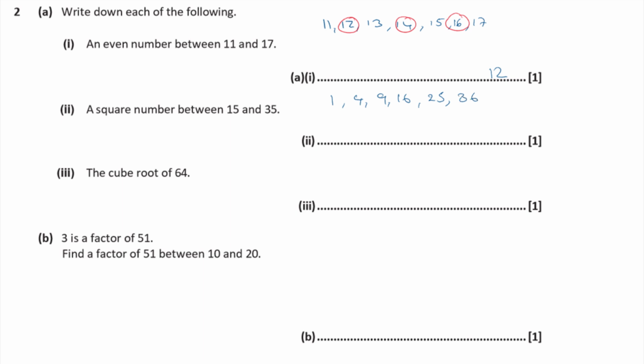So between 15 and 35, you've got a choice of 2, haven't you? Those two are between 15 and 35. So you can either have 16 or you can have 25. So either of those two answers are correct.